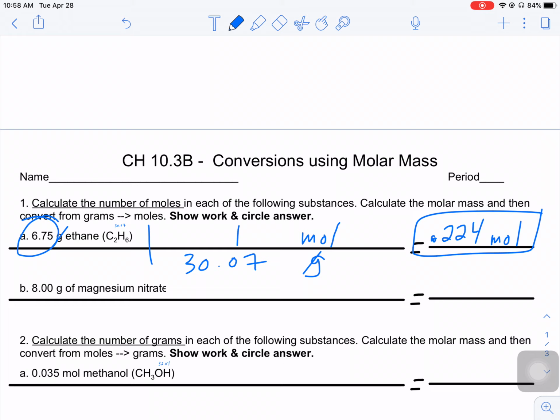All right, I'm going to let you guys do letter B, but before you can do letter B, you need to A, write the formula for magnesium nitrate, and then B, you need to look up or you need to calculate the molar mass. And you will need to use parentheses for magnesium nitrate, okay?